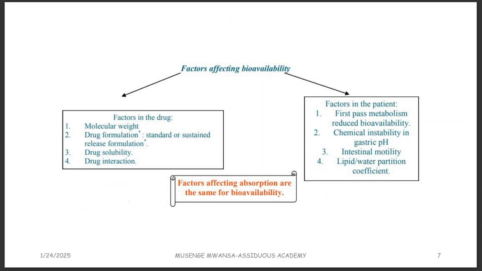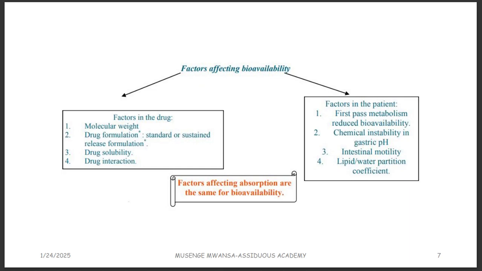So there are different factors that affect bioavailability. What are the factors that are going to make a large fraction of the drug to be found in systemic circulation, or only a small fraction? There are factors present in the drug and factors found in the patient that you are giving the drug. Factors in the drug, like the molecular weight. If a drug is much bigger, it might have some difficulties in being absorbed, right? So that is going to affect bioavailability.